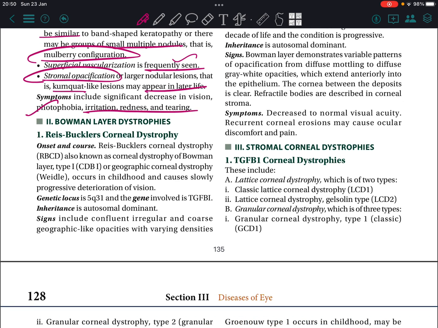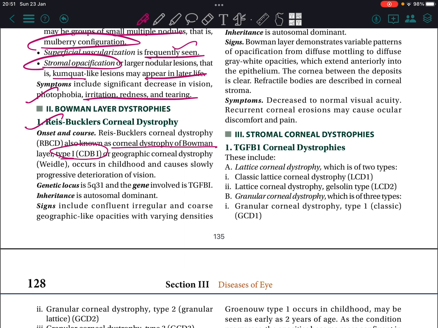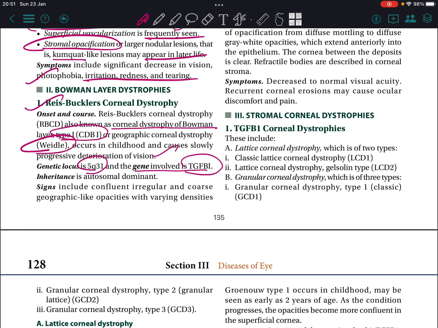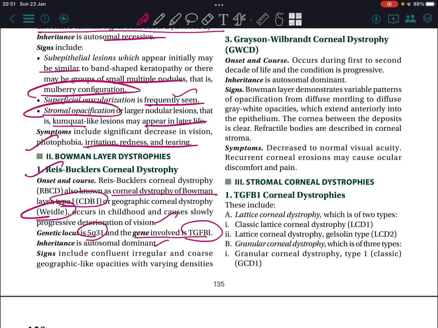Bowman layer dystrophies. Reis-Bücklers corneal dystrophy. Onset and course: Reis-Bücklers corneal dystrophy, also known as corneal dystrophy of Bowman layer type 1 (CDB1) or geographic corneal dystrophy, occurs in childhood and causes slowly progressive deterioration of vision. Genetic locus 5q31, the gene involved is TGFBI. Inheritance is autosomal dominant. Signs include confluent irregular and coarse geographic-like opacities with variable densities.